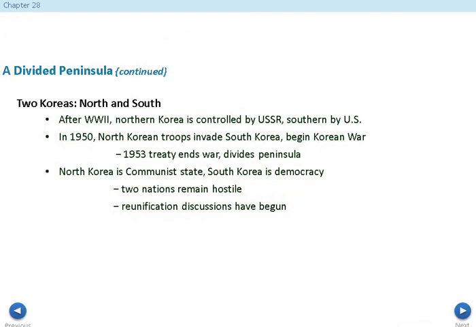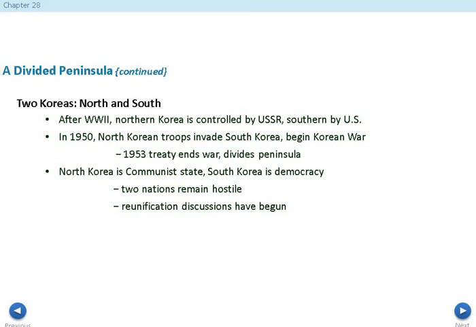Now, after World War II, we're going to see an important time in Korea's history. What we see is that North Korea and South Korea split, and North Korea is going to be controlled by the Soviet Union. South Korea is going to be more United States aided. And in 1950, North Korea is going to invade South Korea and begins the Korean War.